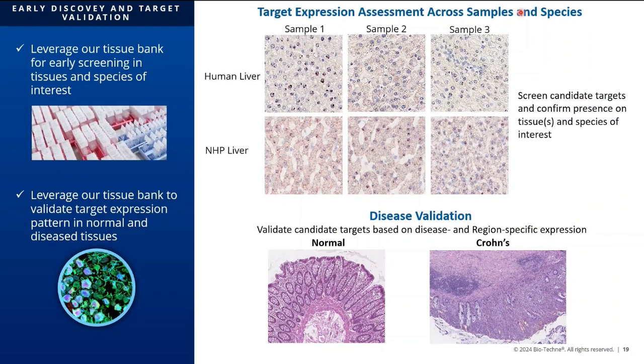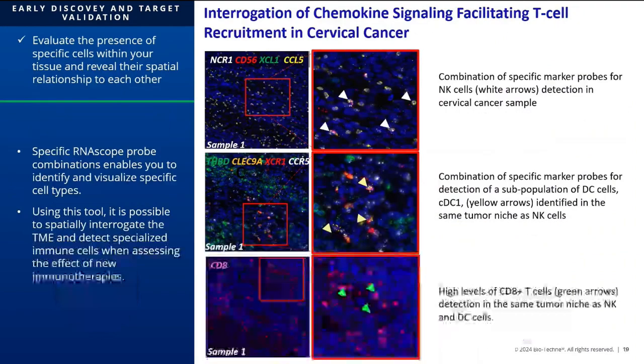One more reason why RNAscope is a powerful tool during early discovery and target validation is that it can be used to evaluate the presence of specific cells within your tissue and reveal their spatial relationship to each other. In this example shown here, we used the RNAscope multiplex assay and specific RNAscope probe combinations in cervical cancer tissues to identify and visualize specialized immune cells within the tumor microenvironment.